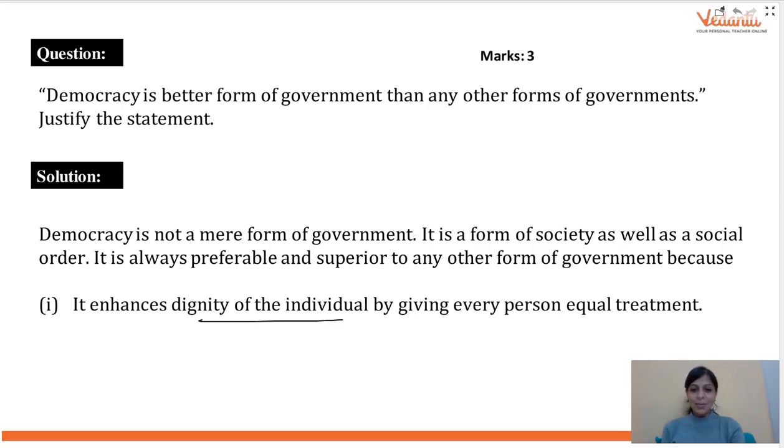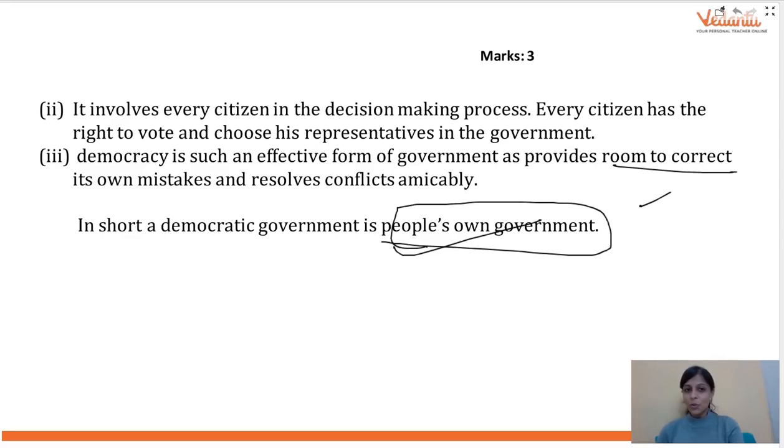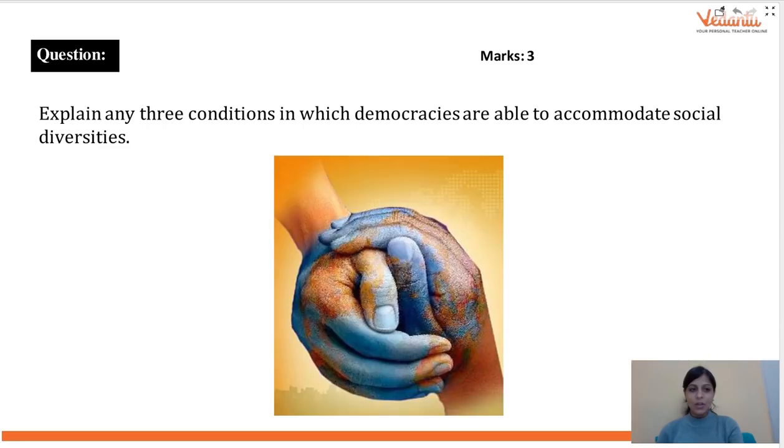So I talked about this point, then we covered this. In short, it is people's own government. Room to correct mistakes, you have to underline, improves decision making. I hope it's clear to you now. Okay, so let's see what we have for the second question.